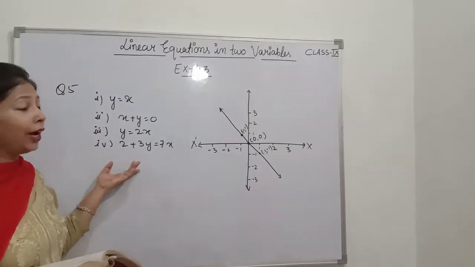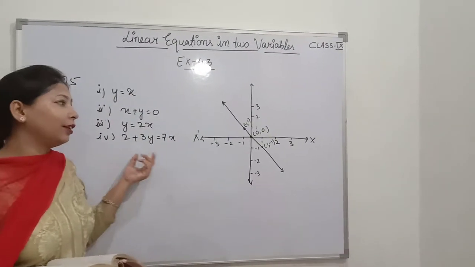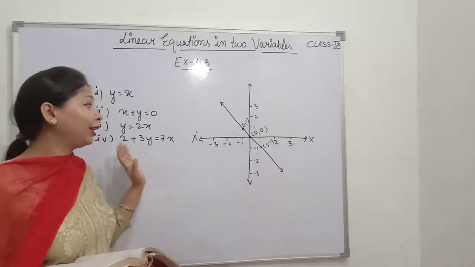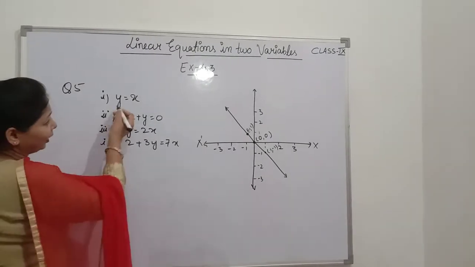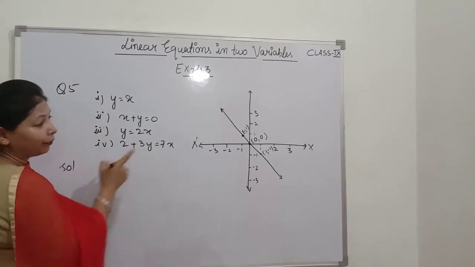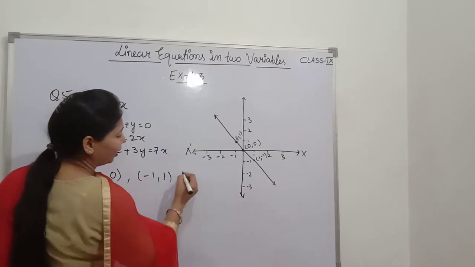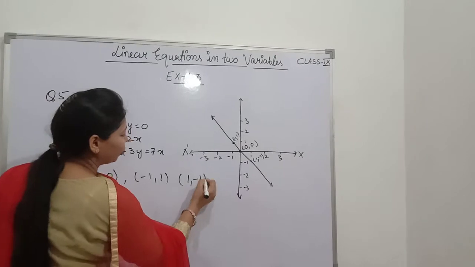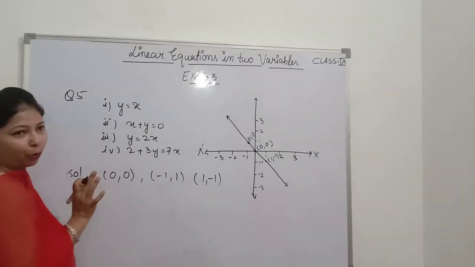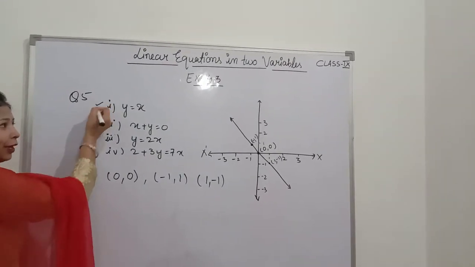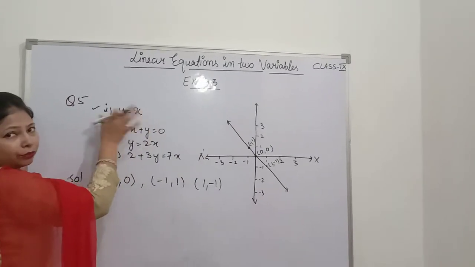That means I have to put these values in these equations, and if the values satisfy an equation, then the graph is the graph of that equation. Now we have 3 points: 0 0, minus 1 1 and 1 minus 1. So we will check all the equations on these 3 points. If an equation satisfies all these points, that means this graph is the graph of that equation.